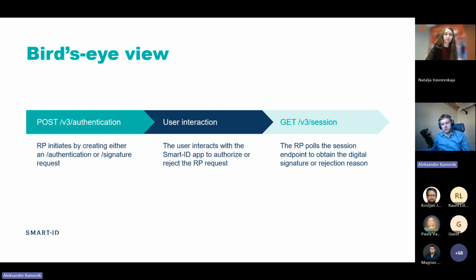So the way the API works is still at a high level the same as it has for the last 9 years. You make an initial request to the endpoint to create a session. You get back a session ID. Then user interaction happens. Somehow the app gets opened. The user checks the contents of the context of the transaction, puts in their PIN, and then you as an RP fetch the result from the session endpoint. This largely stays the same. However, the middle part, the user interaction and how that's achieved, there are new options now.